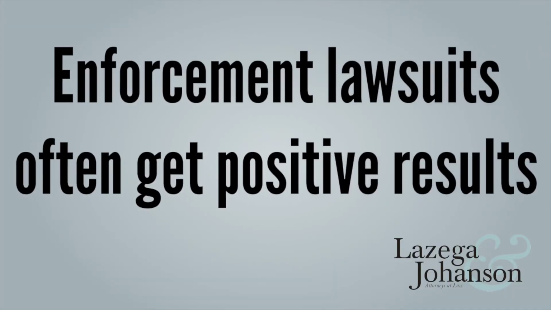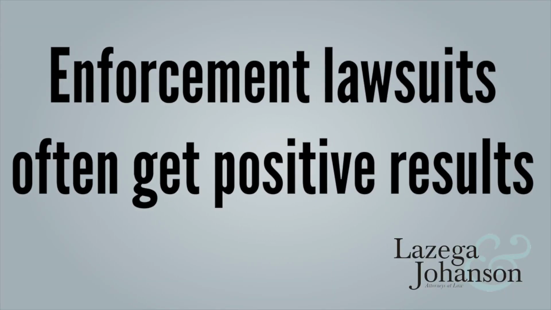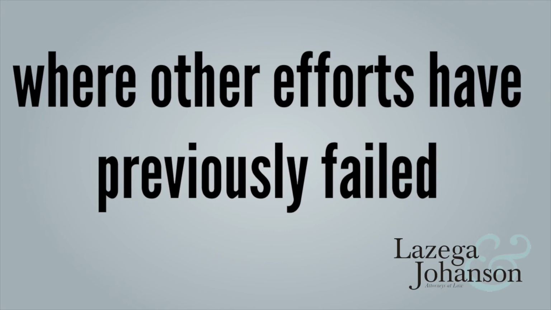Like a good book, all lawsuits have a beginning, middle, and end. The end is either settlement, dismissal, or a judgment. In enforcement cases, a judgment in favor of the association will typically include an order requiring the defendant to remedy the violation. Failure to comply with the order could be deemed contempt of court. Enforcement lawsuits often get positive results where other efforts have previously failed. It is a strong hammer in the association's toolbox to compel compliance with the rules.